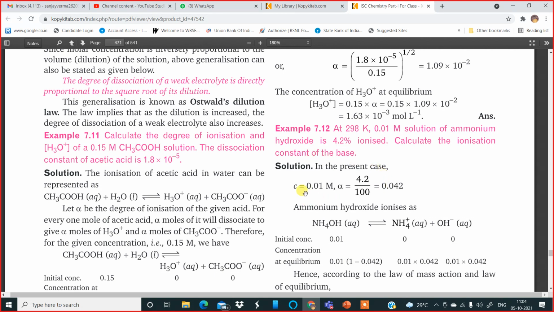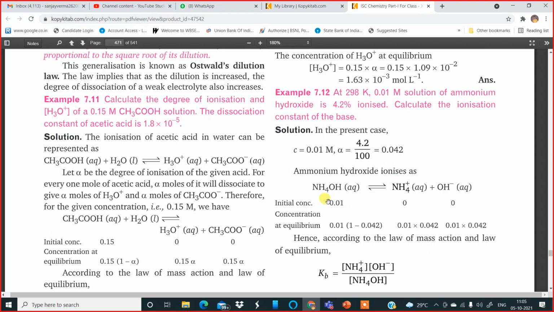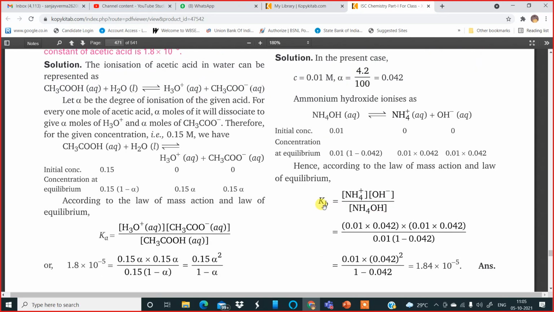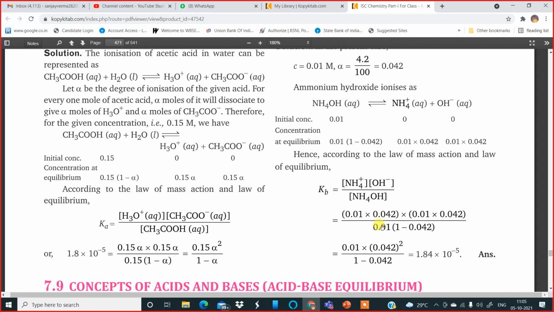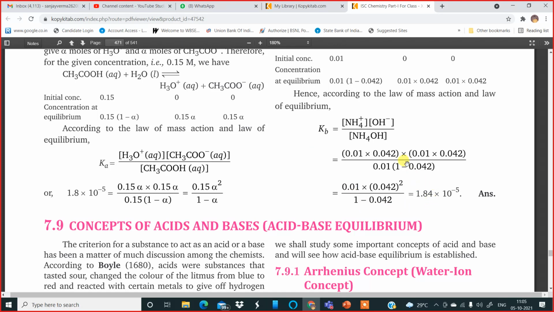The concentration C is given, 0.01 M of the solution. The alpha value is 4.2%, so divide it by 100 to get the correct number, and then apply the formula. Write the equation. Initial concentration is given already, 0.01 initially. At equilibrium it will be 0.01 multiplied by the alpha value 0.042. Then finally use the law of mass action, the law of equilibrium, to the equation, write down the expression for Kb, put the values wherever required, and get the answer, that is the value of Kb. So try to understand this.